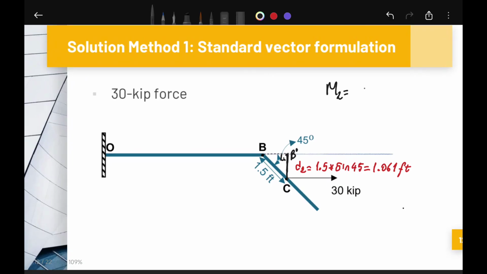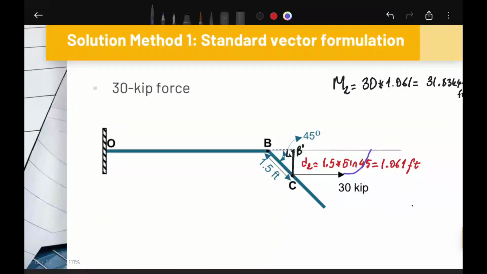We multiply this distance with the magnitude of force. We obtain the second moment as 31.83 kip-feet. The second force tends to rotate in the counterclockwise direction. That's why we assign a positive sign.